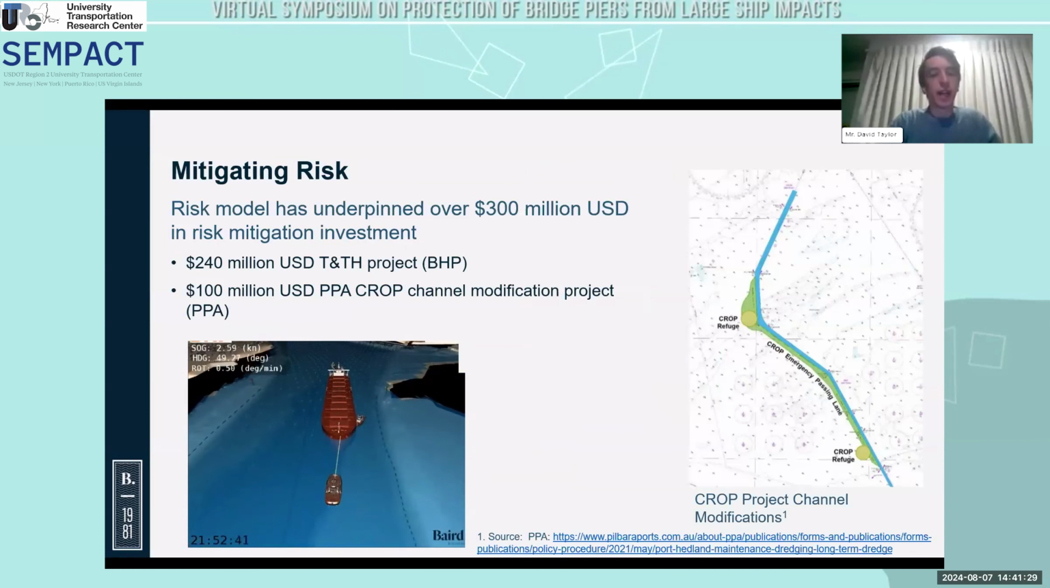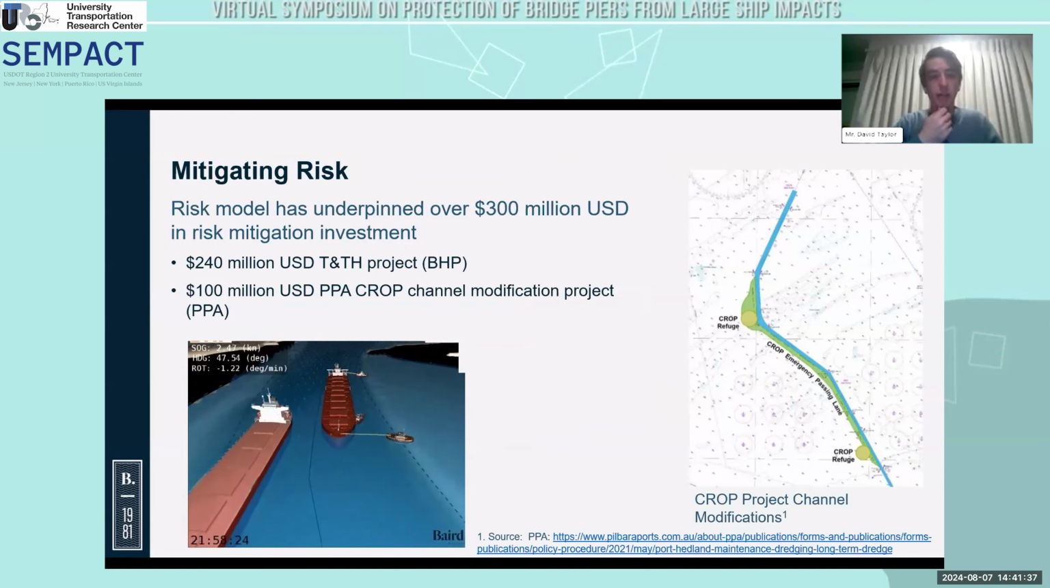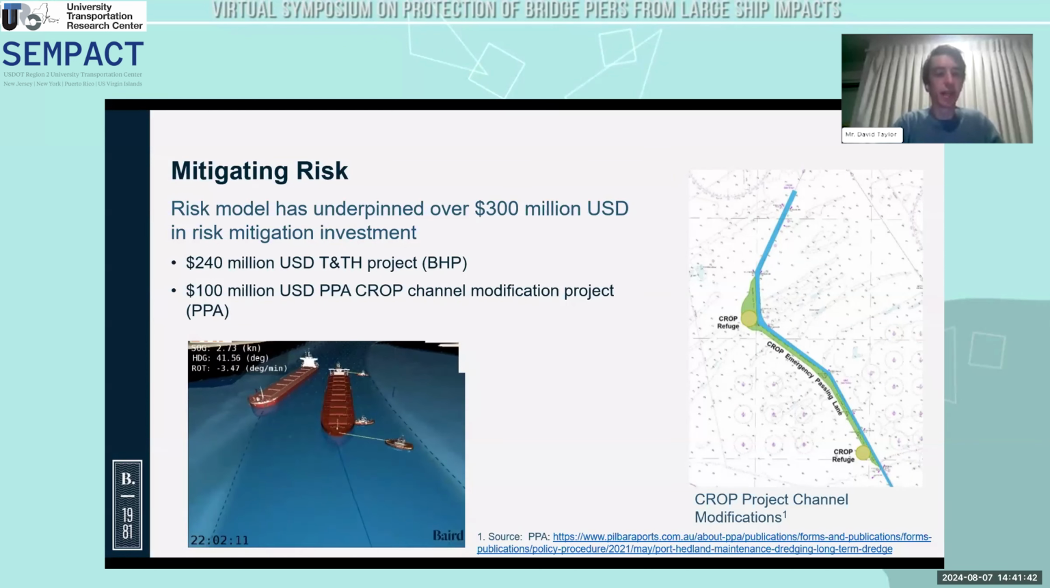Now, in terms of how risk has actually been mitigated, as I mentioned in the opening slides, the port is an enormous economic asset for Australia. Over $50 billion US of trade is exported each year. And over the last 8 years, the investment to mitigate channel blockage risk has been substantial. Over $300 million US has been invested specifically in pure risk mitigation for the port.